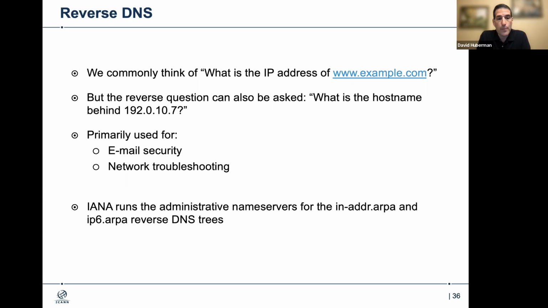In-addr.arpa and ip6.arpa are administratively run by ICANN. Individual zones for IPv4 and IPv6 are then delegated to the RIRs, who then delegate more specific zones to the registrants of the network IP addresses.